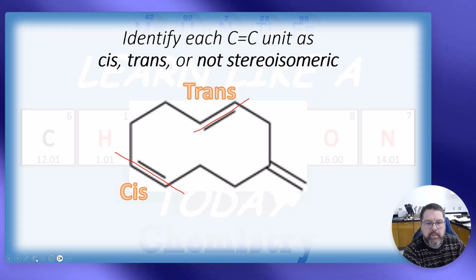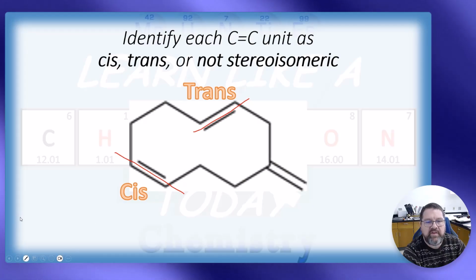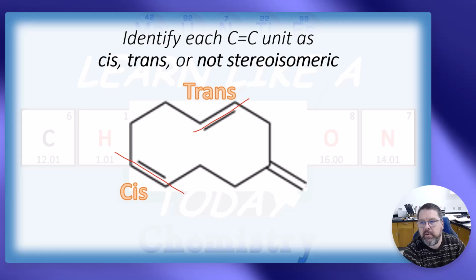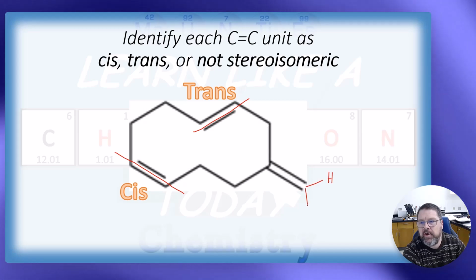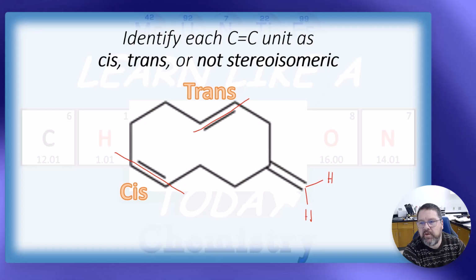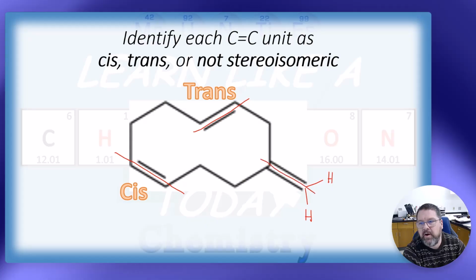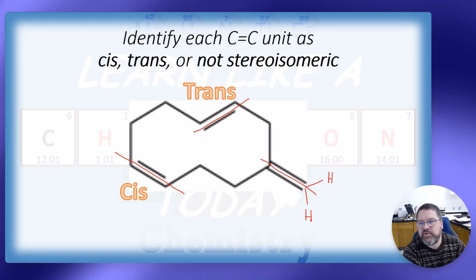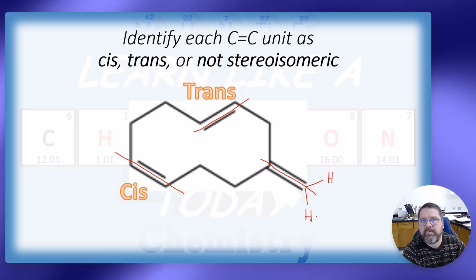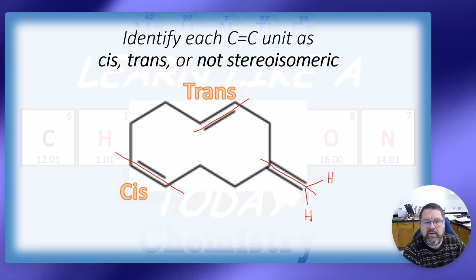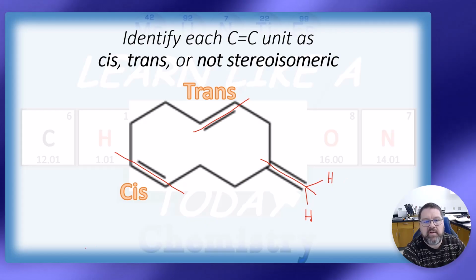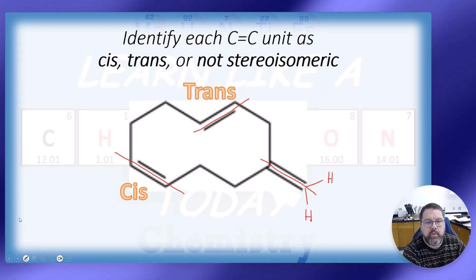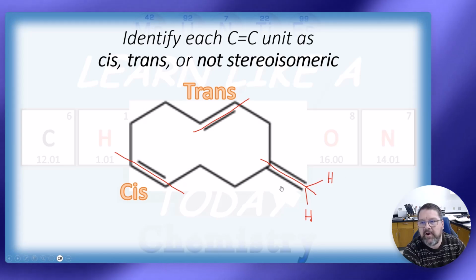If we look at this one though, and we think about what's attached to this terminal carbon here, well, we know that hydrogens are not shown and there's no formal charges, so we're assuming that there's going to be 2 hydrogens there. And if I draw my imaginary line here, if I switch these hydrogens, switch places, there's nothing different there. So because you have the same group coming off of the vinylic carbon, in this case, we don't have any stereoisomerism at all.